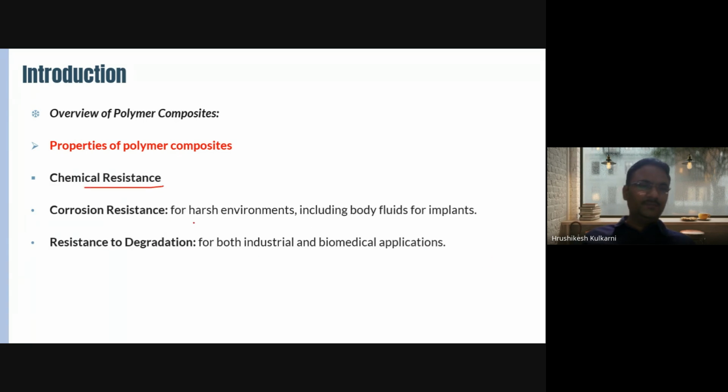Chemical properties or chemical resistance, so to use these products in harsh environments such as body fluid, implants, the material should be corrosion resistant. Otherwise, it will create a harmful effect to the human body. Resistance to degradation. Here, we are using this for industrial and biomedical applications where the material should not degrade at a higher rate. Otherwise, let us say the example of a stent which is used for surgery. If that stent melts or degrades at a faster rate, then again it will be a complication for the heart attack in the patient.